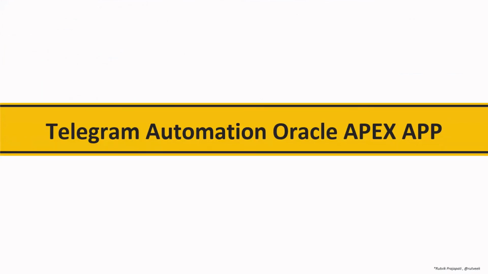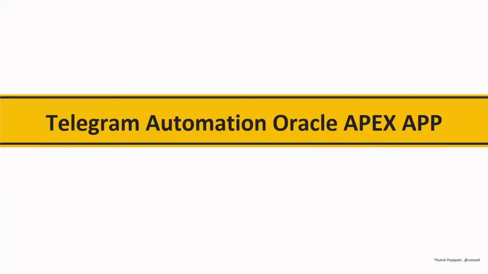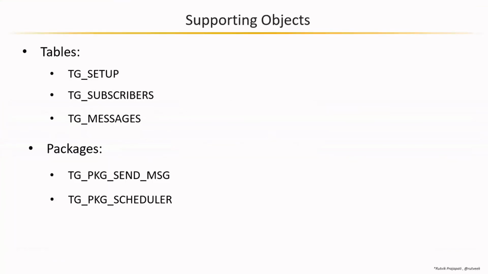Now the next step for me is to create the application. For that, I created these three tables. Basically, the tg_setup table stores my API key. Then tg_subscribe: I fetch all the chat IDs and store them in the subscribe table. And the third one is tg_messages, which stores all the messages which I'm going to schedule.